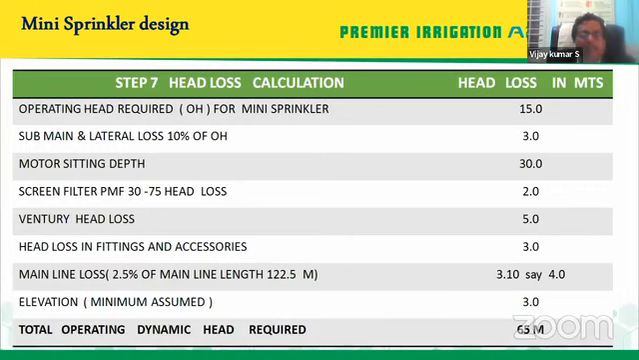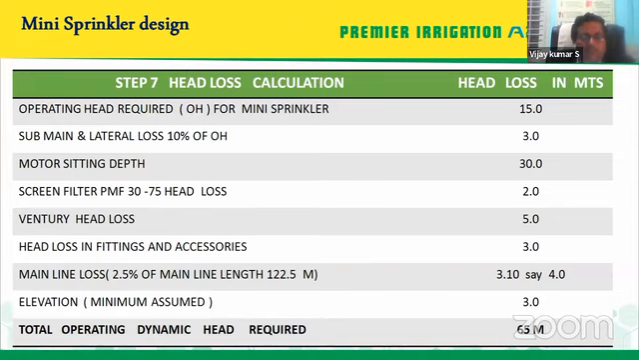Then coming to the head loss calculation, the calculations remain the same. So we need to find out how much head or pressure is required to run the system correctly. So we have 15 meters as the operating pressure for the mini sprinkler, and the head loss that happens in the submain and lateral is around 10% of 15 meters, that is 3 meters.